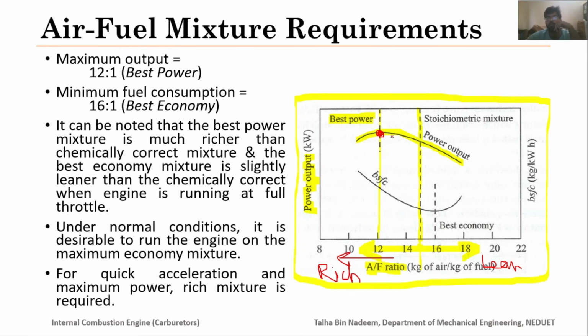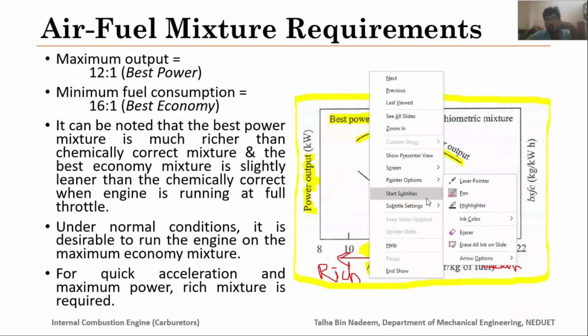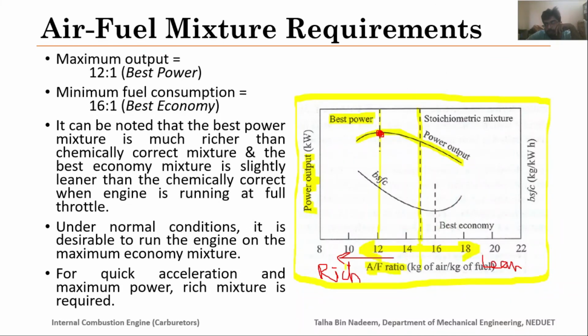So this graph is basically telling us that whenever you need a high power, which is in the case of idling and accelerating conditions, when you are accelerating your car, you need high power, so you have to provide a rich air-fuel mixture. And now we will talk about the other graph, which is of air-fuel ratio and brake specific fuel consumption.